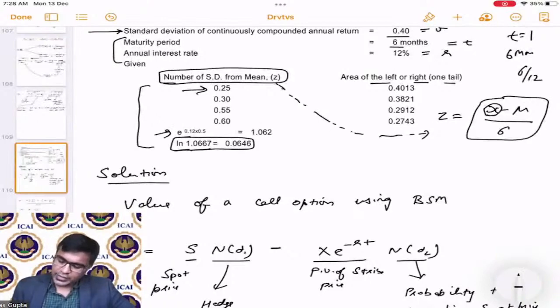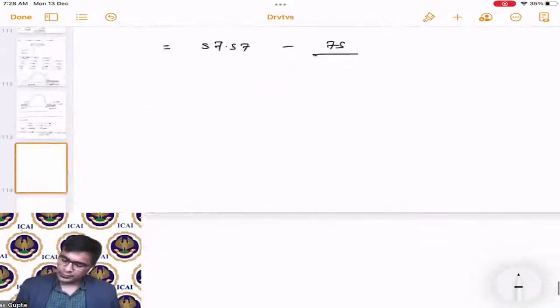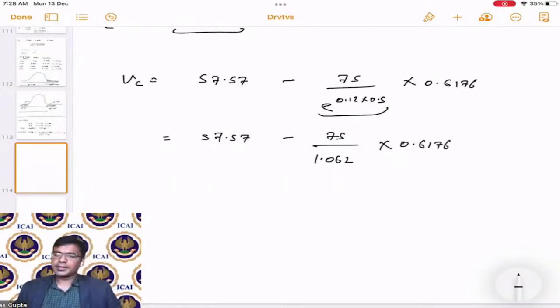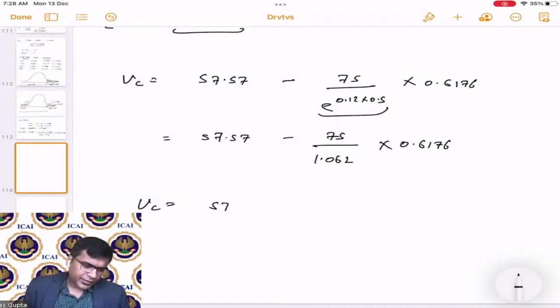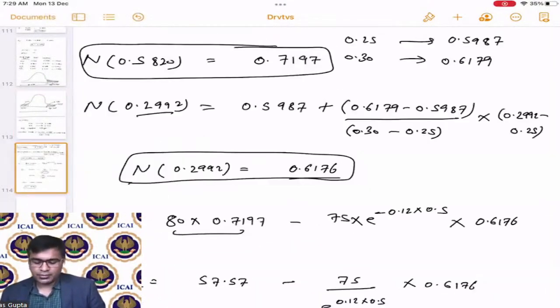Now students, if you see this value, e raised to the power 0.12 times 0.5 is also given in the question. This exact value is given in the question, which is 1.062, multiplied by 0.6176. Value of the call option is equal to 57.57 minus 43.62, which is finally equal to 13.95. So this is what the premium for a call option should be as per the Black-Scholes model.